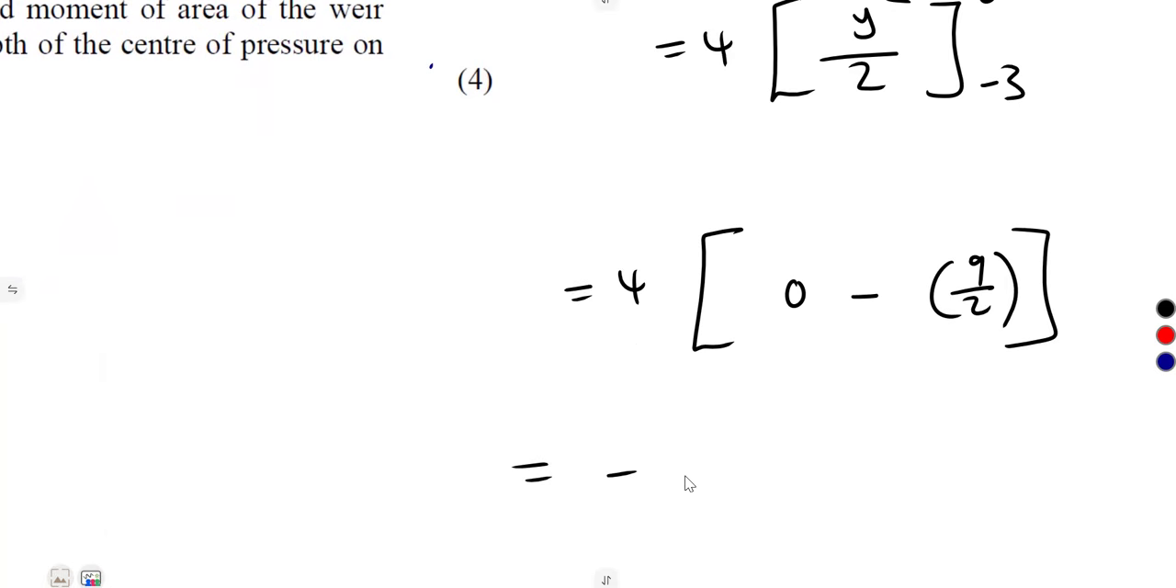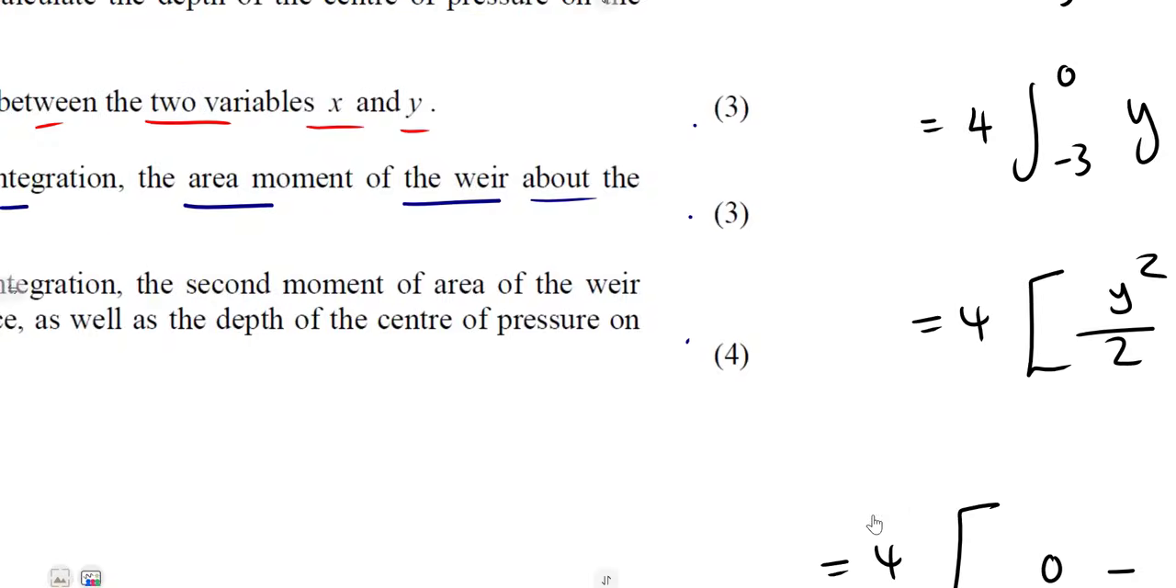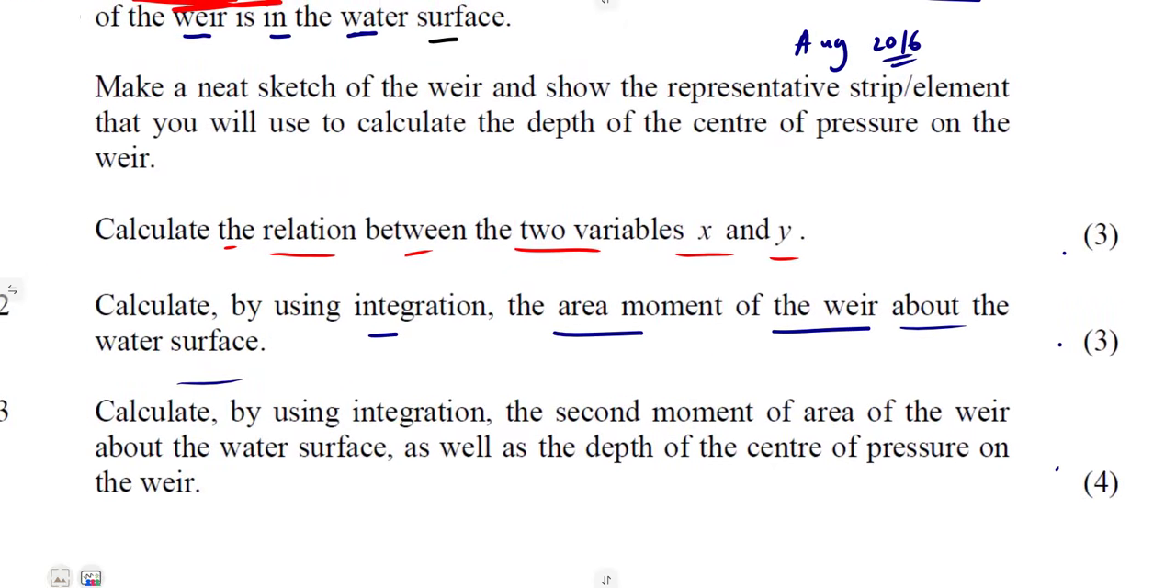So this was going to give us -18 cubic meters as you are calculating the first area moment, cubic units, -18.